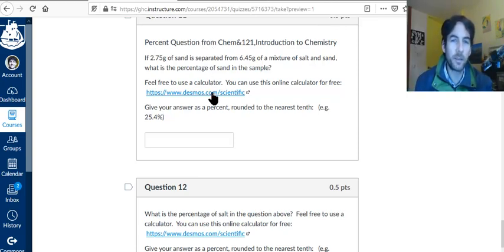If you don't have a calculator, you can do it by hand if you want, but you can do it on a calculator, that's fine. If you don't have one, you can use this Desmos scientific calculator here. And I'll be doing it on that.